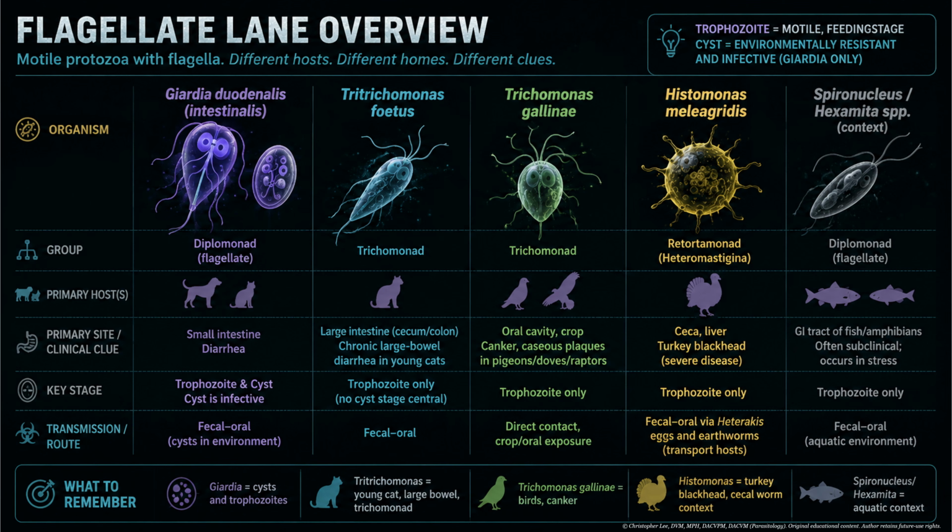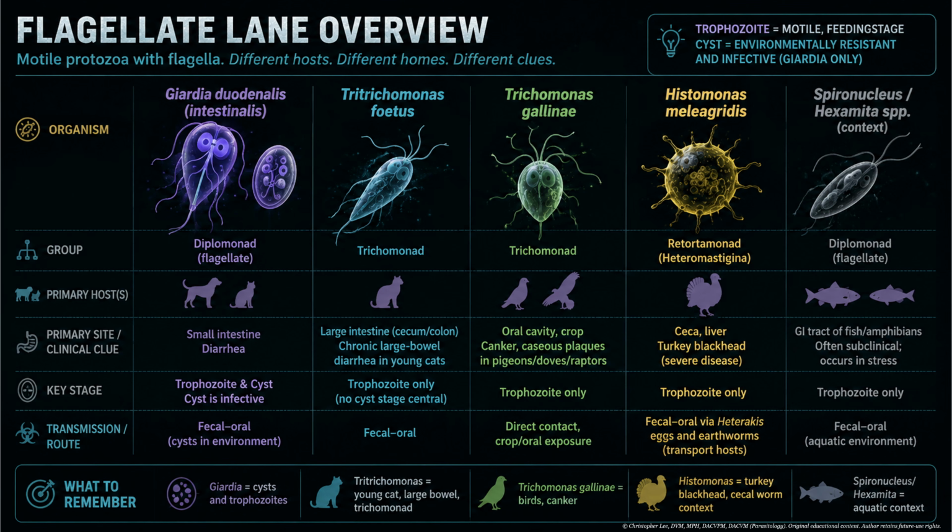A trophozoite is the motile feeding stage. The term comes from the Greek root associated with nourishment and a living organism, which is a fairly accurate job description. This is the stage actively living and feeding in the host. In this teaching set, Giardia is the cyst-forming standout. Its trophozoites live in the small intestine, while the environmentally resistant cyst is the major infective stage.